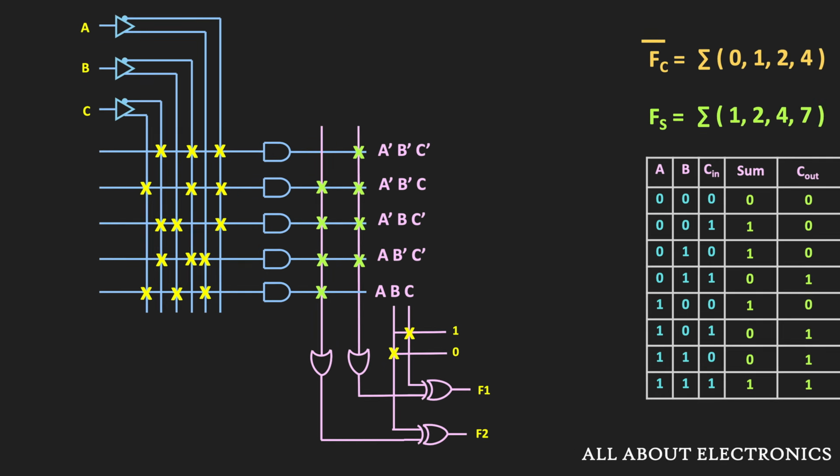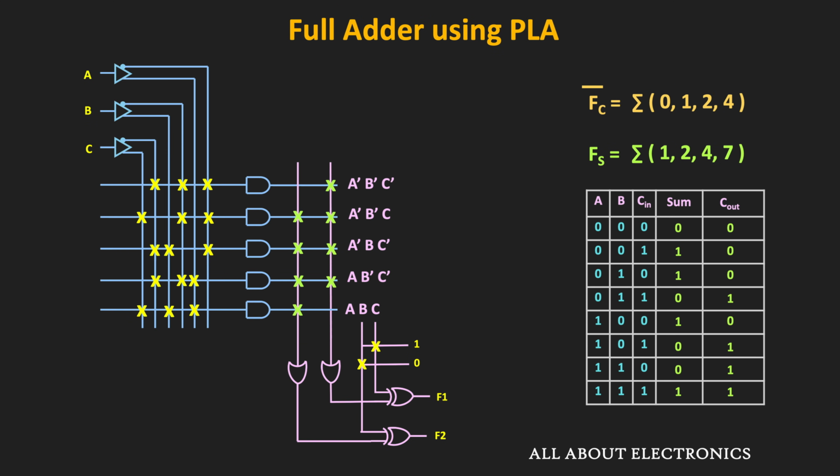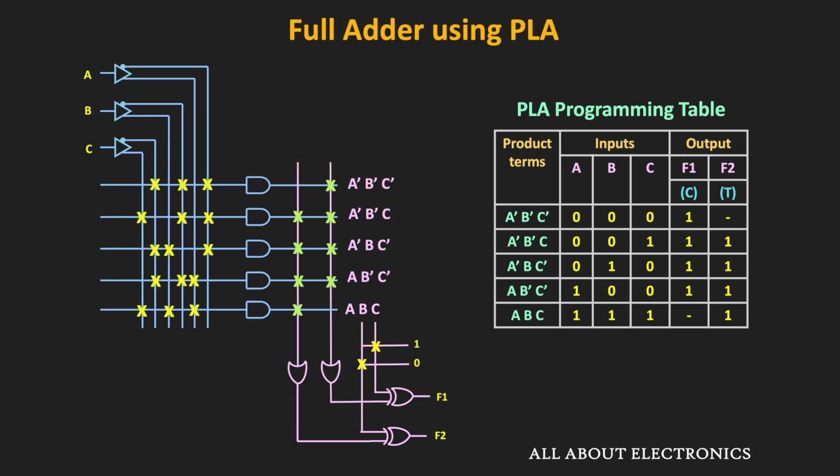So in this way, by minimizing the Boolean function and by finding the common product terms between the various outputs, it is possible to implement the logic functions using the PLA. So this is the corresponding programming table for this full adder. So like I said earlier, the first column shows the product terms, while the second column shows the required inputs to get these product terms. And the last column shows, out of the 5 product terms, which terms are included in the output.